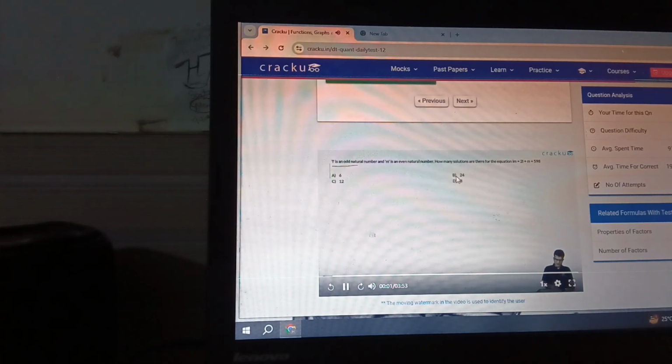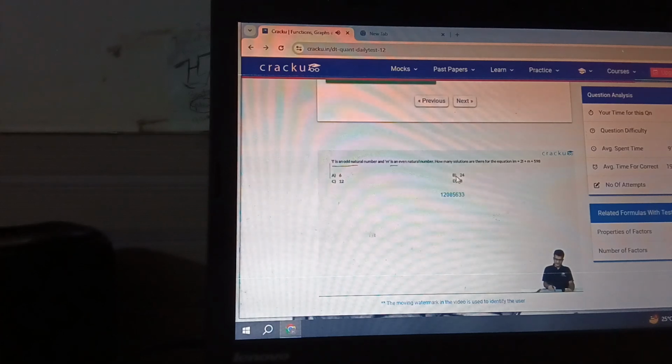In this question, we are told that L is an odd natural number and M is an even natural number, and we are required to calculate how many solutions there are for the equation L into M is equal to 2L plus M plus 598.